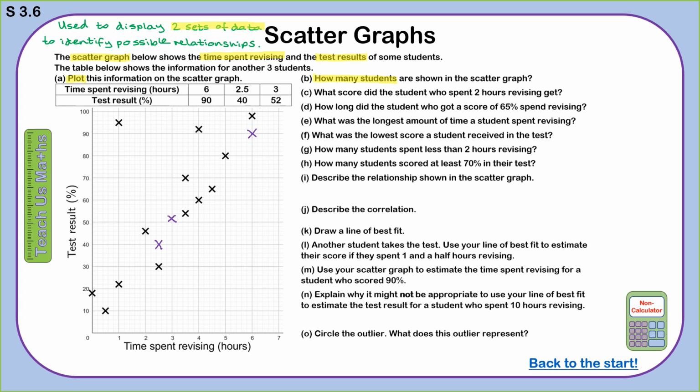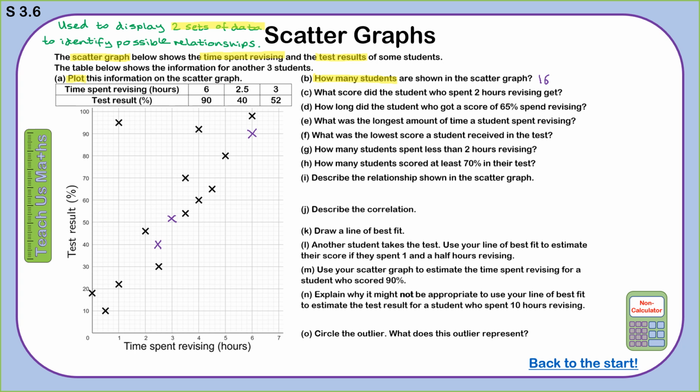Well, we know that each individual student is represented by a cross. So to answer this question, we simply need to count how many crosses there are. So I don't lose count, I'm going to cross them off as I go. So I'm starting from the left-hand side. 1, 2, 3, 4, 5, 6, 7, 8, 9, 10, 11, 12, 13, 14, 15, 16. So the scatter graph shows the results for 16 students.